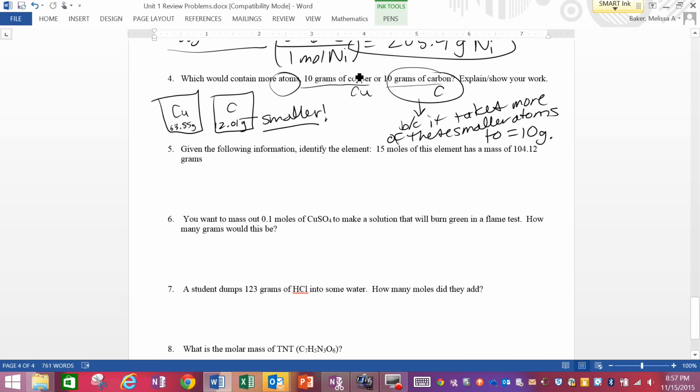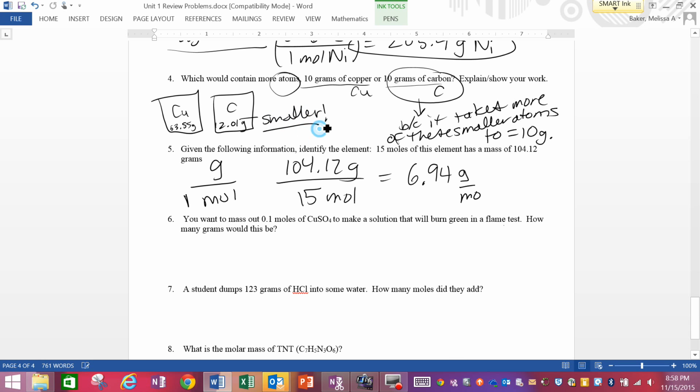Number 5. Given the following info, identify the element. 15 moles weighs 104.12 grams. Well, we're used to grams per mole, so let's figure that out. 104.12 grams per 15 moles. We're used to grams per 1 mole, I should say, so we need to divide here. That comes out to be 6.94 grams per mole. What element weighs 6.94 grams for every 1 mole of its atoms? The answer is lithium if you look it up.